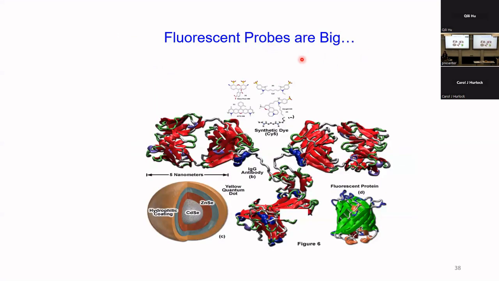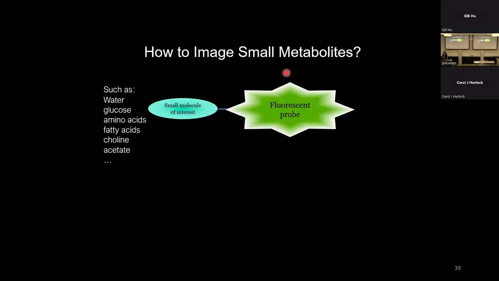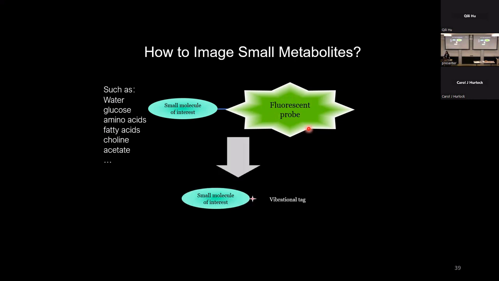The reason is that fluorescence probes are so big. If you look at fluorescence probes, antibodies are a few nanometers, and quantum dots are 5 nanometers in diameter. Fluorescent proteins are smaller, but they are still big. Organic fluorophores are even smaller, but they are still bigger than glucose or amino acids. So if you want to see glucose or amino acids, it's not ideal to label with a fluorescence probe. These bulky probes are going to perturb the function of small metabolites.